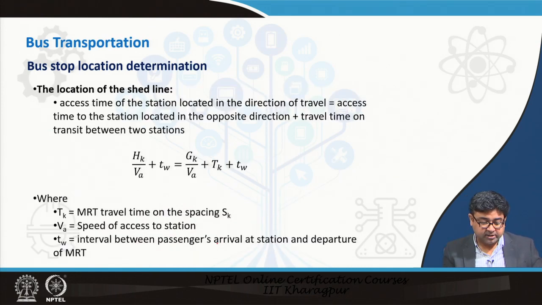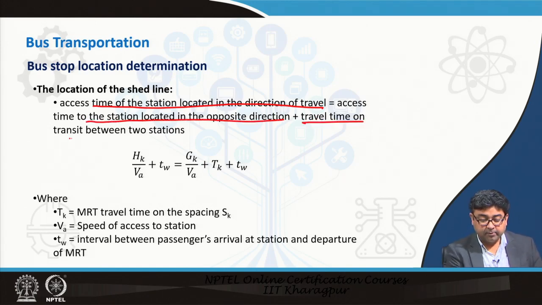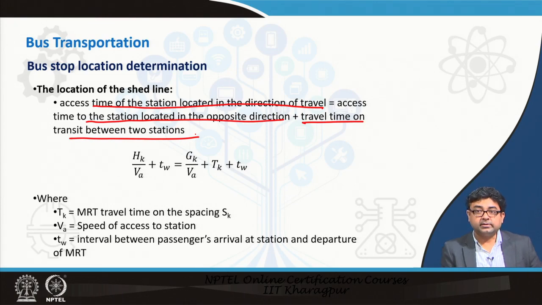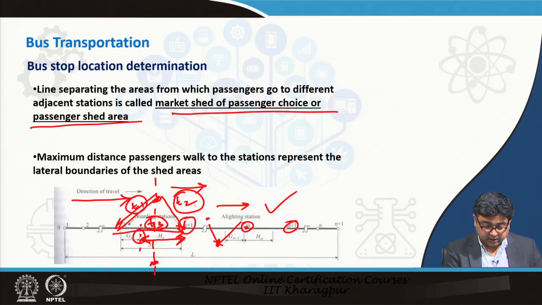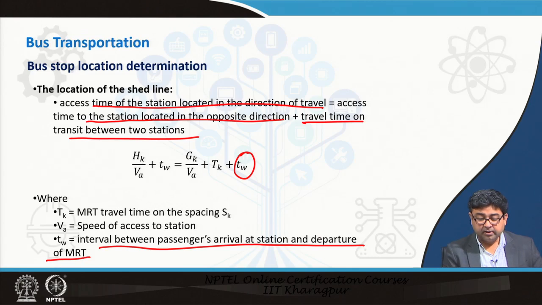Now, if you remember that concept, what is happening is the access time to the station located in the direction of travel, that is k plus 1, is equal to the access time to the station located in the opposite direction plus the travel time on the transit between the two stations, right. As I said, you would rather take T2 than T1 plus T3. So, this T3 is the interval between the passenger's arrival at the station and departure of the transit, which is the wait time at the previous transit stop.